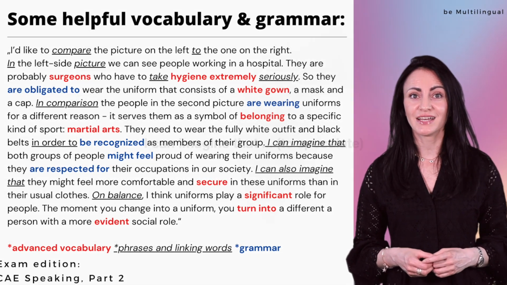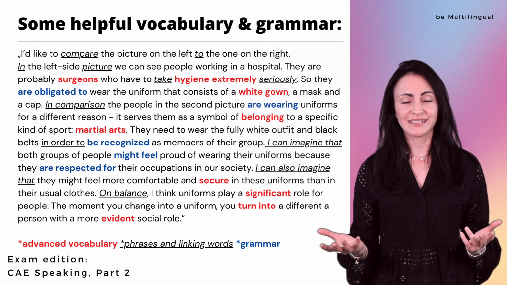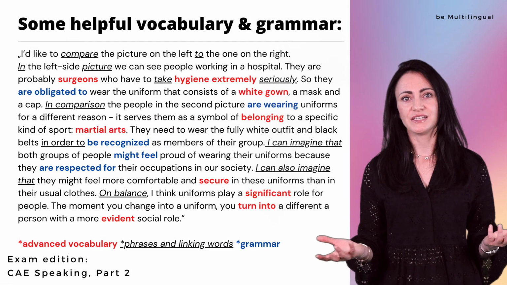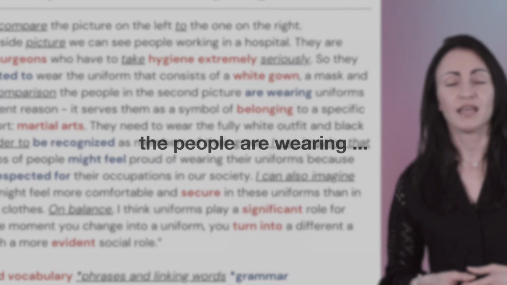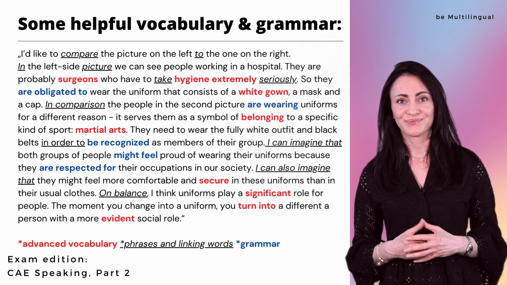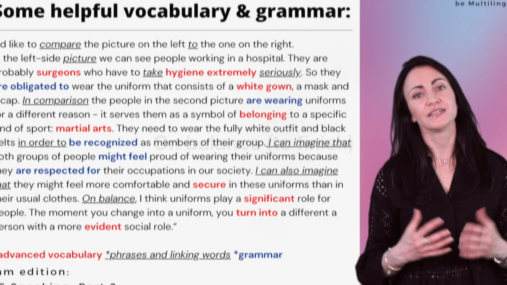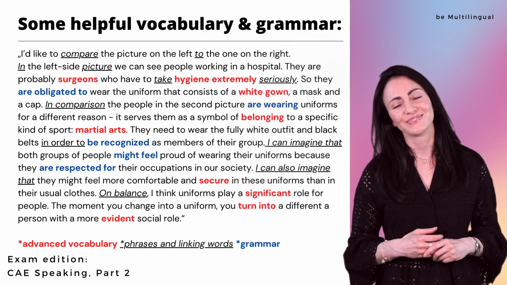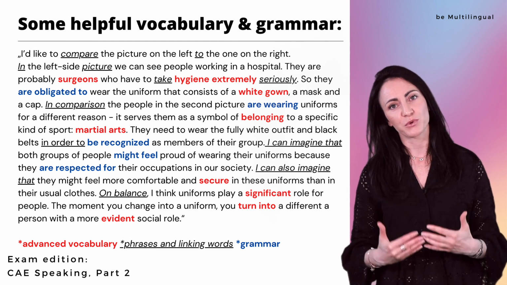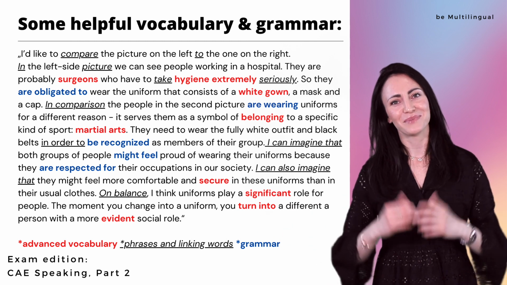And to speculate, I use the phrase, I can imagine that. Here you can also see an example of passive voice, they're respected for. And I've used present continuous to describe the ongoing action, like in, whereas the people in the second picture are wearing uniforms for different reasons. And to finish, I've used on balance and the word significant instead of important. So I deliberately used more advanced vocabulary and grammar to show off with my vocabulary skills and get better marks.